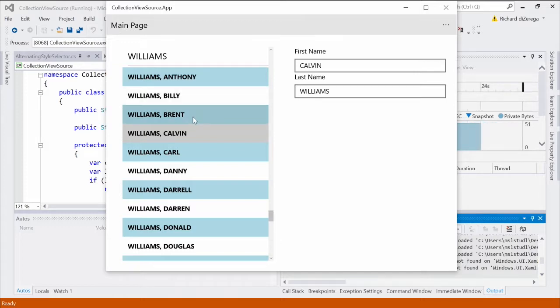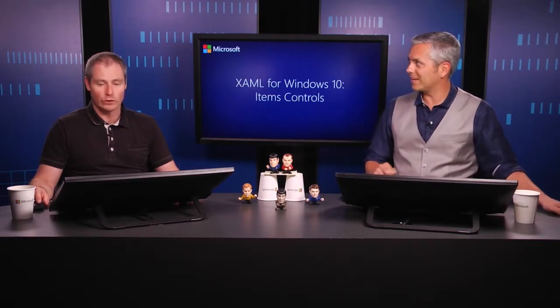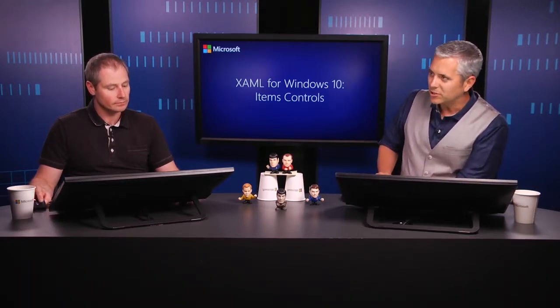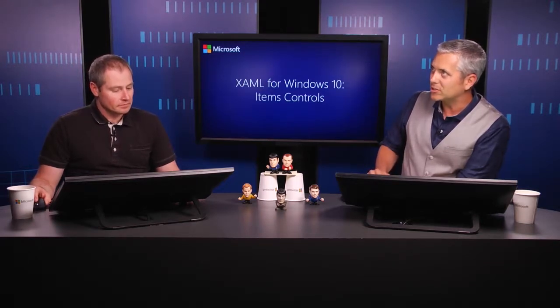How do you do alternating colors in a list view? Now we know. We can certainly do it this way, and we'll actually be looking at other ways we could do it later on. That's exciting. So let's switch back to the slides. That was the item container style being set by the items container style selector.